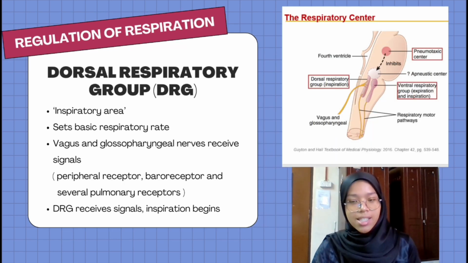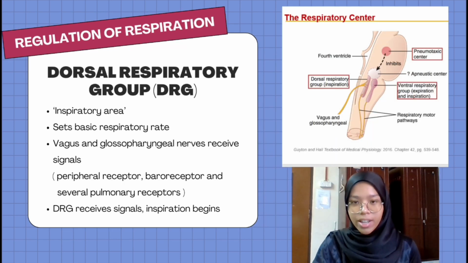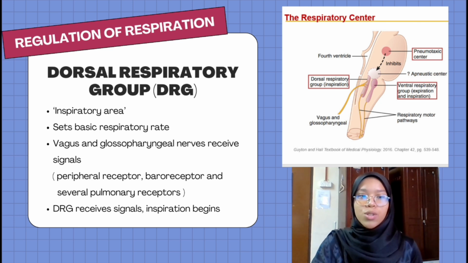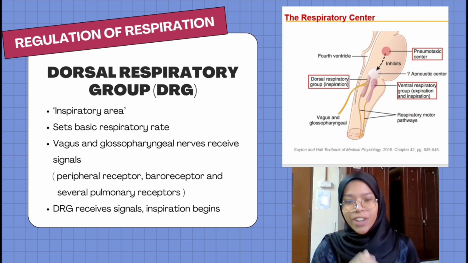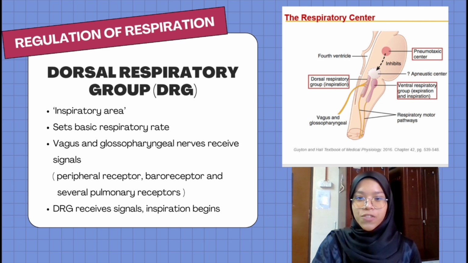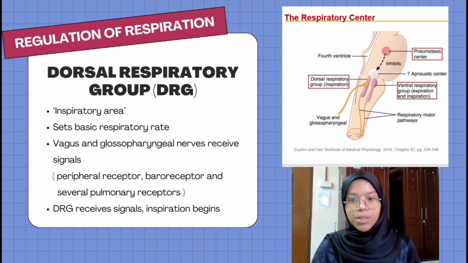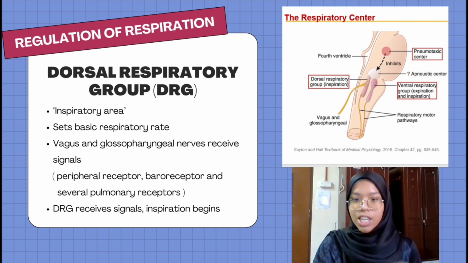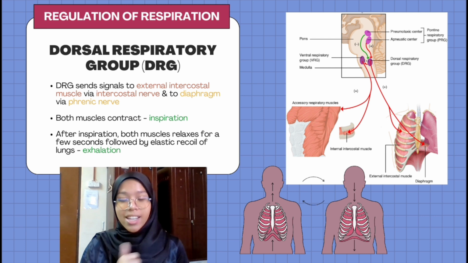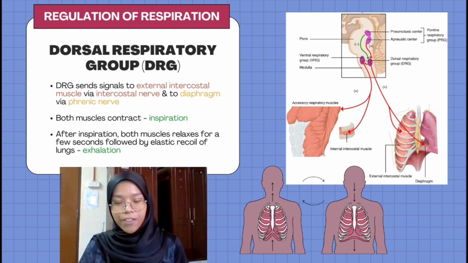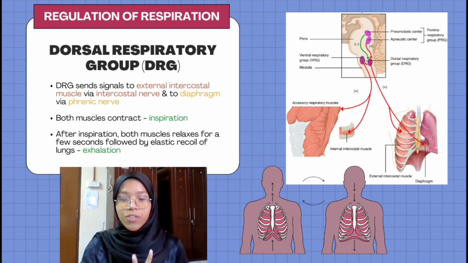So the DRG is sometimes also known as the inspiratory area as it controls our inspiration. The vagus and glossopharyngeal nerves will receive signals from peripheral chemoreceptors, baroreceptors, and other pulmonary receptors, and send these signals to the DRG to start the inspiration process. The DRG will send signals to the external intercostal muscles via the intercostal nerve and also to the diaphragm via the phrenic nerve. Both of these muscles will contract, causing inspiration or inhalation.